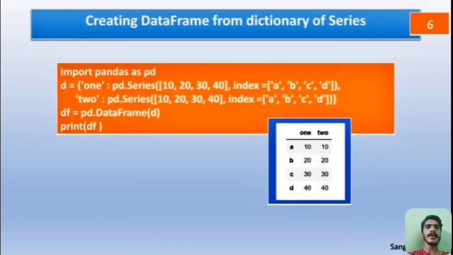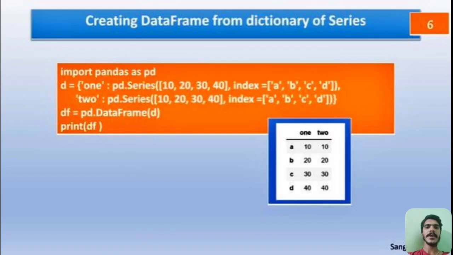Creating the DataFrame from a dictionary of series: import pandas as pd, d is equal to curly bracket 1 colon pd.Series 10, 20, 30, 40, index is a, b, c, d, and the pd.Series is 10, 20, 30, 40, and df equal to pd.DataFrame of d.